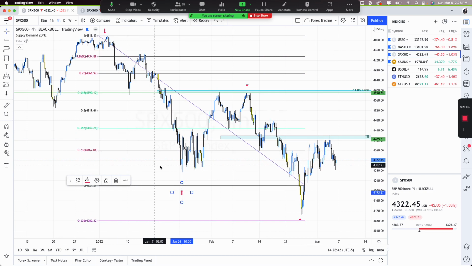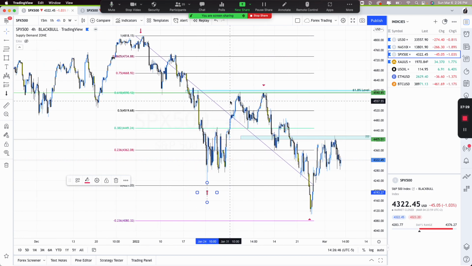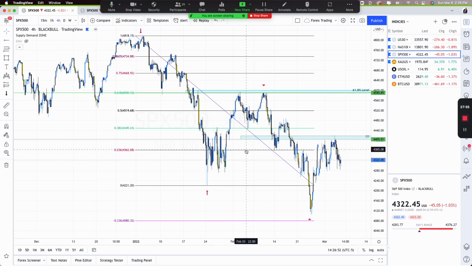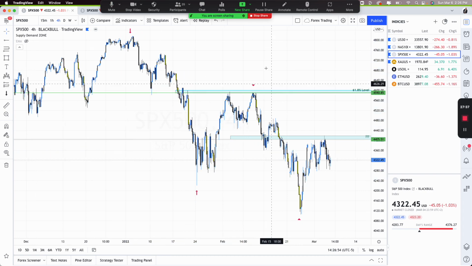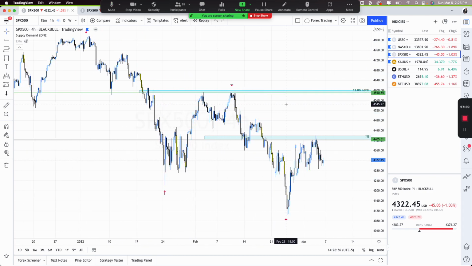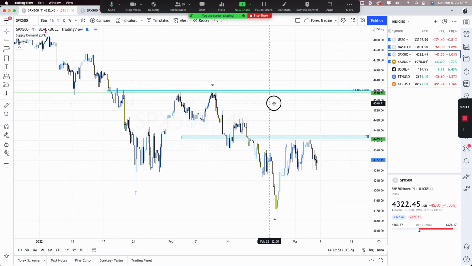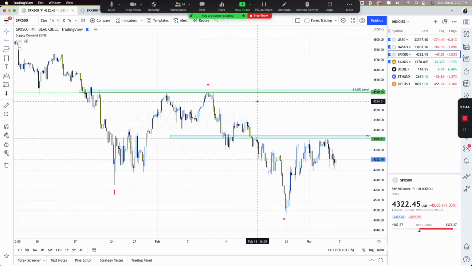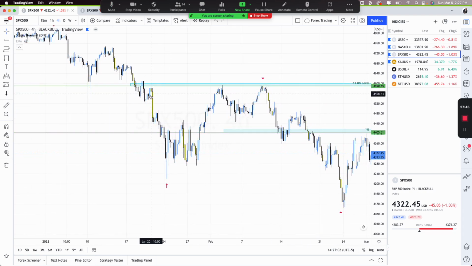This retraced to the T, 61.8%. Cool. So it's marked up. That is also a banker's candle. So I'll box from this wick to this candle.